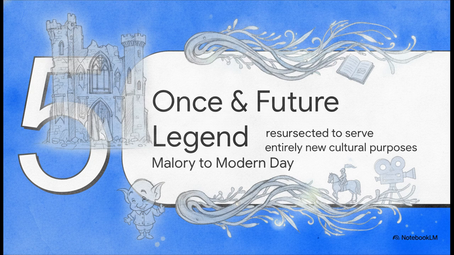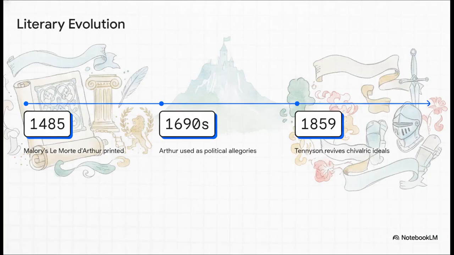Section 5. The Once and Future Legend. From Malory to Modern Day. After the Middle Ages, people kind of stopped believing Arthur was a real historical guy, and the legend faded. Sometimes he was literally just a punchline in comedic plays about characters like Tom Thumb. But of course, the myth was eventually saved and reshaped yet again.